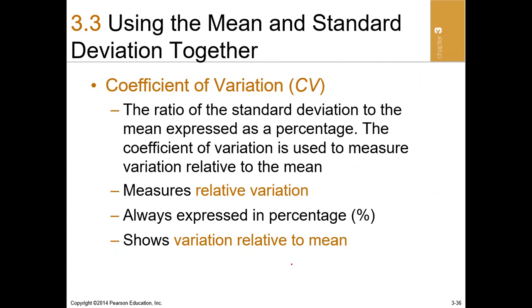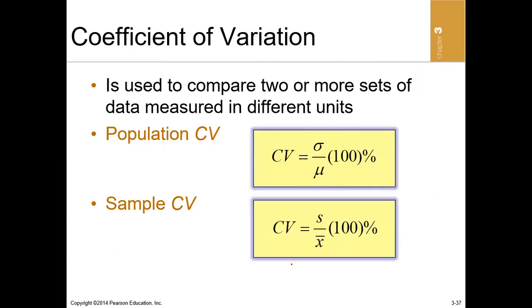Okay, and that formula is the coefficient of variation. So the formula is standard deviation over mean times 100%. You can do it for the population, which is population standard deviation over population mean times 100%, or you can do it for the sample, which is sample standard deviation over sample mean times 100%.